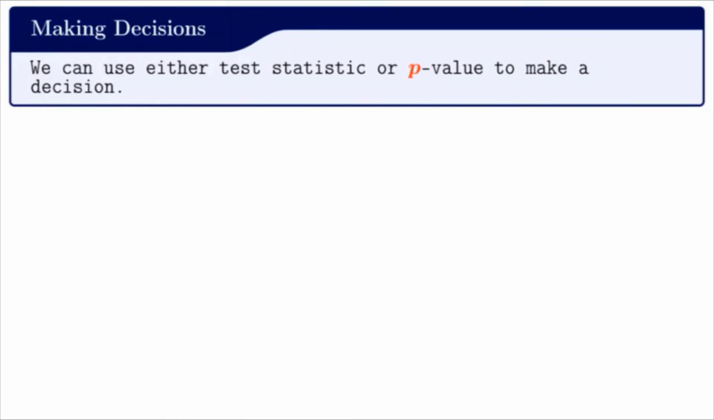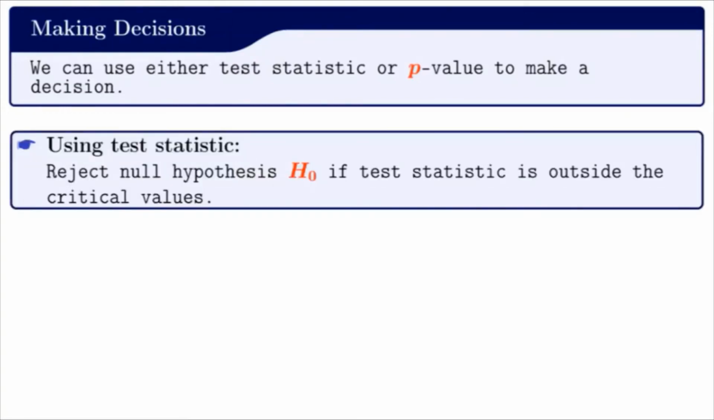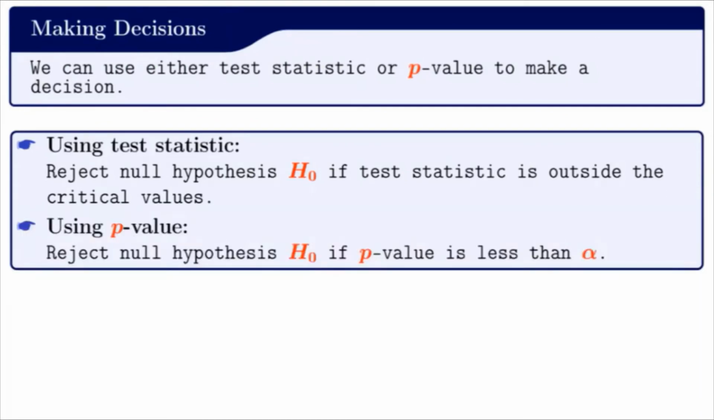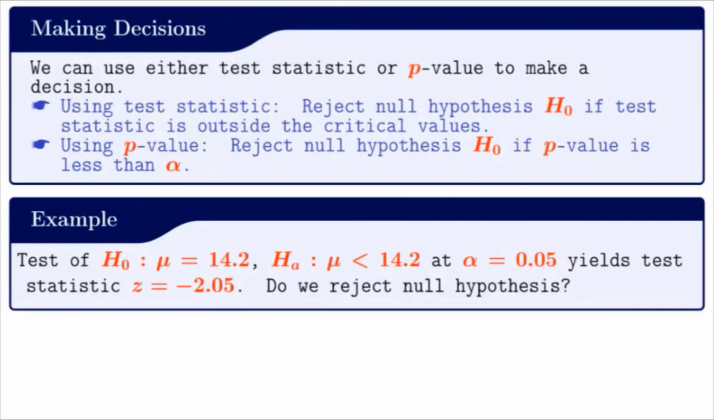The final step of a hypothesis test is to make a decision about the null hypothesis. For that, we can use p-value or test statistic. We reject the null hypothesis if the test statistic is outside the critical values, and also we reject the null hypothesis if p-value is less than the given alpha. So now let's look at this example here. In this example, we have test statistic z equals negative 2.05. To draw a conclusion, we can find p-value or critical value. So let's try both for this problem.